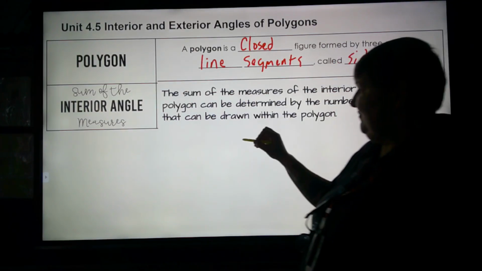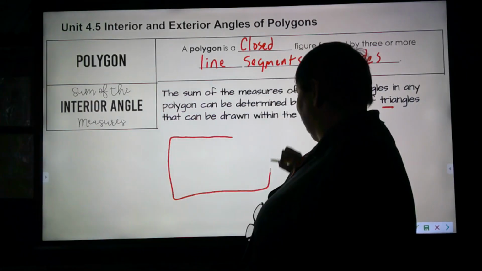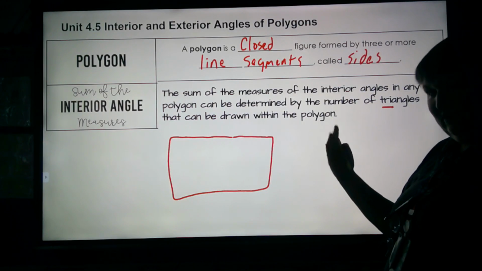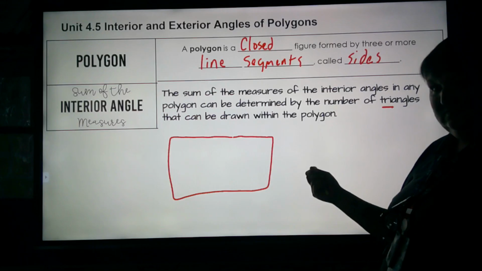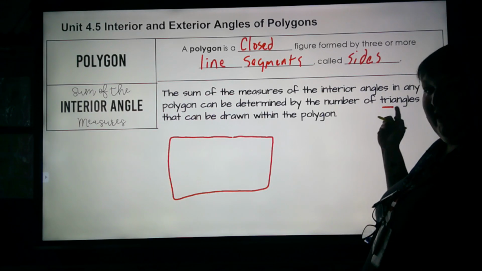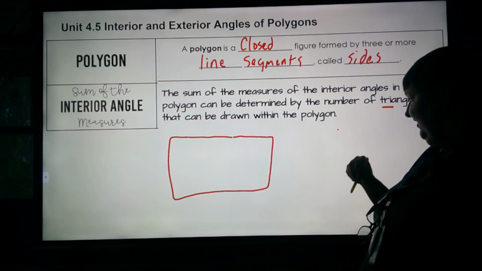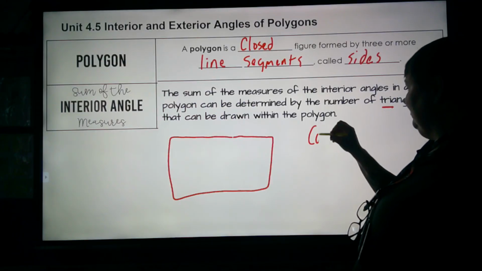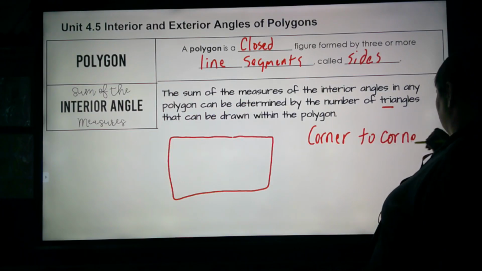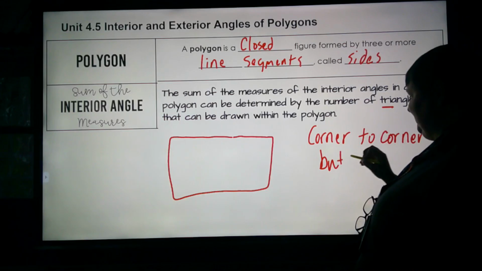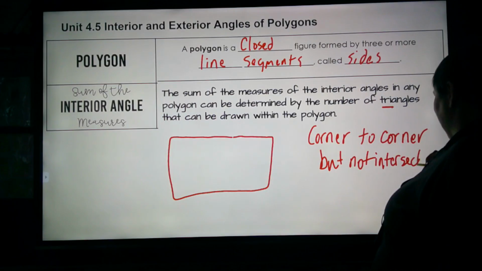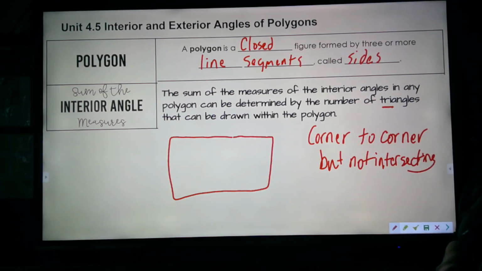Alright, and when we're talking about drawing the triangles in the polygon, quadrilateral, four sides, also called a rectangle. It's not perfect, don't judge me. When we're talking about the number of triangles that can be drawn within a polygon, we're talking about corner to corner, but not intersecting. Corner to corner, but not intersecting.